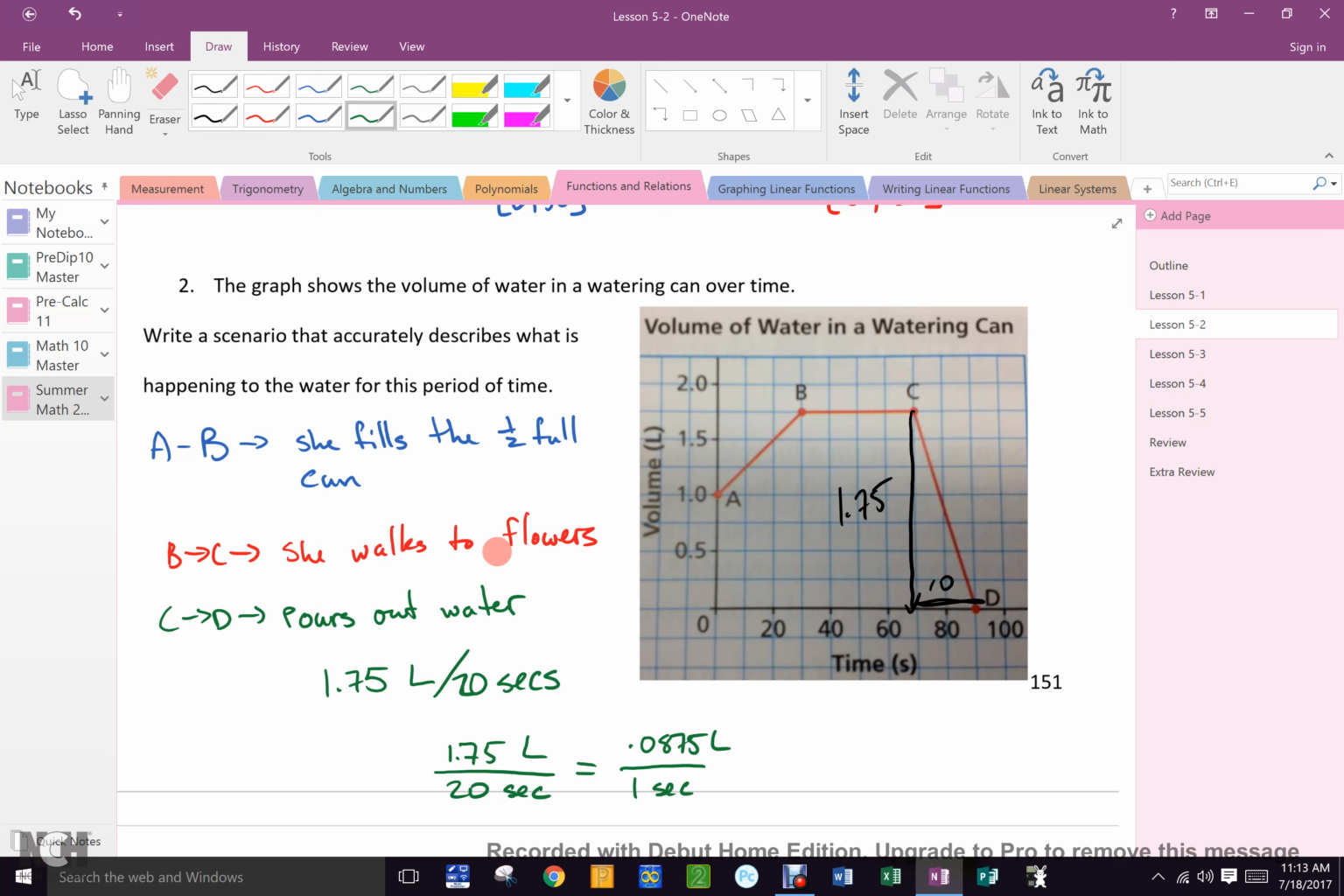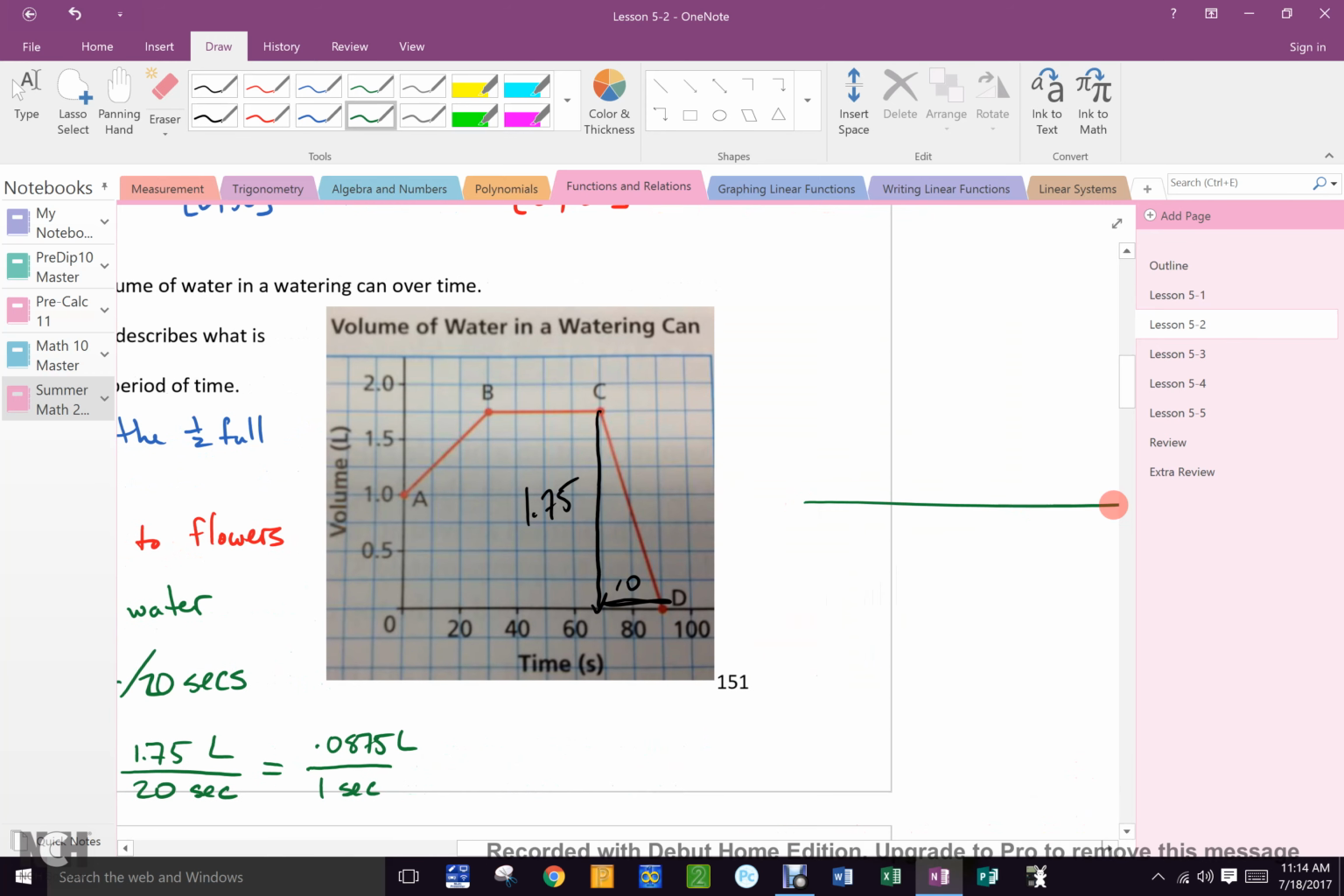I had another kid once. He had to sketch a graph. The kid drew graph paper. He got out his ruler and he drew this line, then he got out his ruler and he made graph paper.